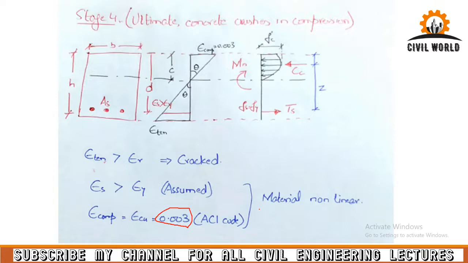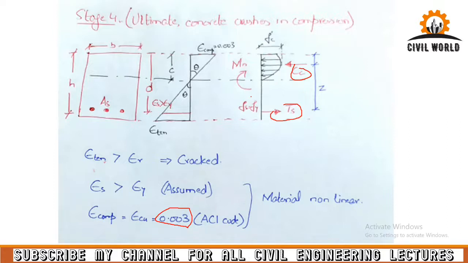Right now, our materials are behaving in a non-linear manner, so we cannot use Hooke's law to calculate our stresses by multiplying by their modulus of elasticity. The moment at that instant is now the maximum moment capacity of that section, or nominal moment capacity of that section. We again have a distance between the resultants of the tension force and compression force. This is equal to Z.